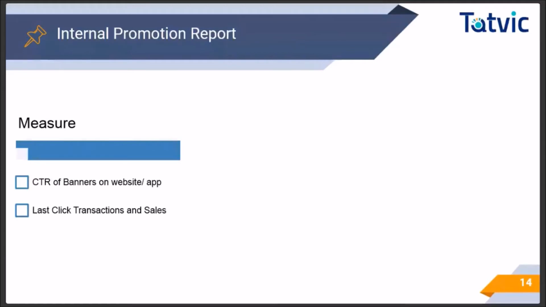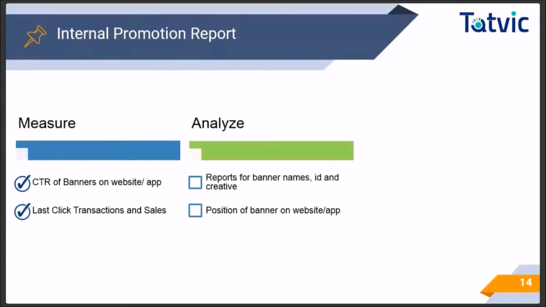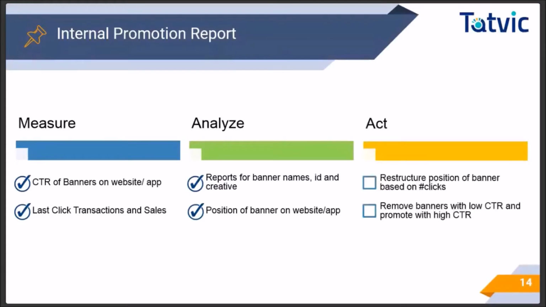So with internal promotion report, I will be able to measure the click-through rate of banners on my website, and I will be able to measure how much revenue a particular banner is generating. In addition to the banner names, I will be able to see the banner ID, the banner creative, and what is the position of the banner that is being clicked. So once I have the data under the internal promotion report, how do I utilize this data? I can use this data to restructure banners on my website or application.